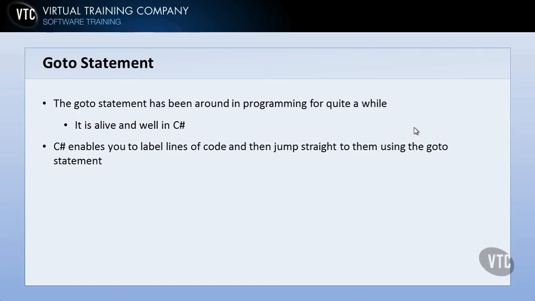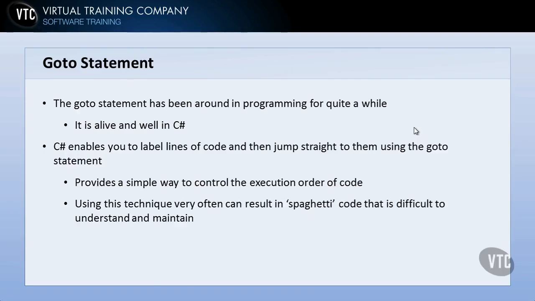C# enables you to label lines of code and then jump straight to them using the Goto statement. Now, when we first saw this in the basic programming days, there was this incredible feeling of power and Star Trekness about our programming when we could use the Goto statement and jump around. However, while it provides us a very simple way to control the execution order of our code, using this technique very often will result, not can result maybe, but can and will result in spaghetti code that is extremely difficult to understand and to maintain.